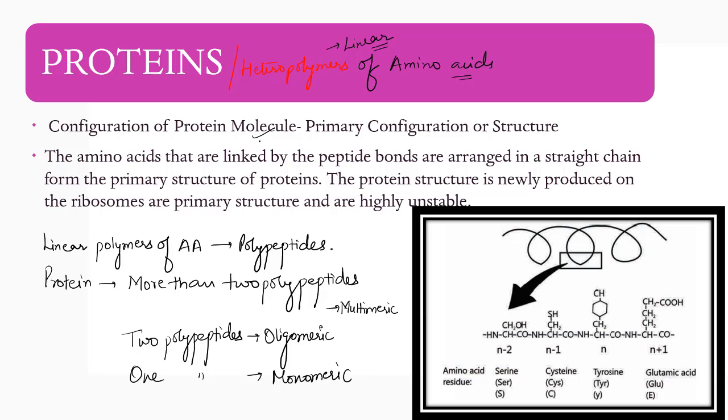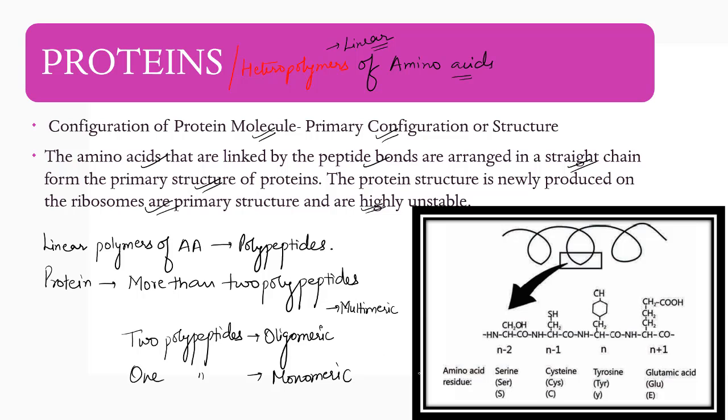So now the configuration of the protein molecule, that is the primary structure, we are going to discuss. This is the basic structure of protein. Amino acids are linked by the peptide bond and are arranged in a straight chain to form the primary structure of proteins. The protein structures which are newly produced on ribosomes during translation are primary structures and are highly unstable.